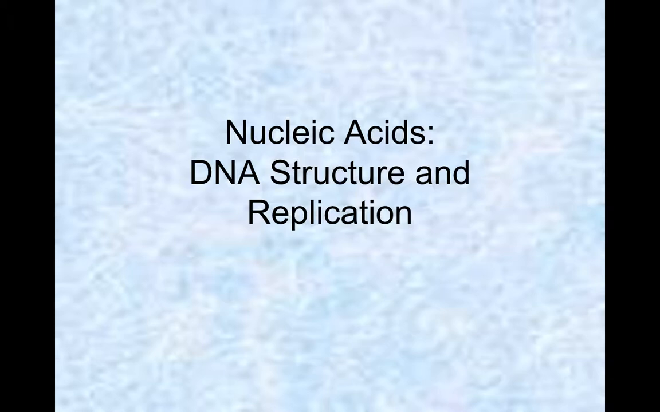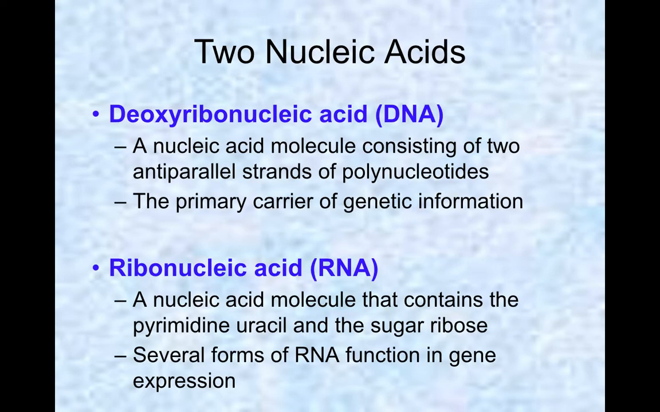So this is our lecture on DNA's structure and how it is able to be replicated. To begin, we need to talk about nucleic acids. Remember from biology in ninth grade that nucleic acids are one of the four macromolecules. The nucleic acids that we find in living things are of two different forms: there is DNA and there is RNA.